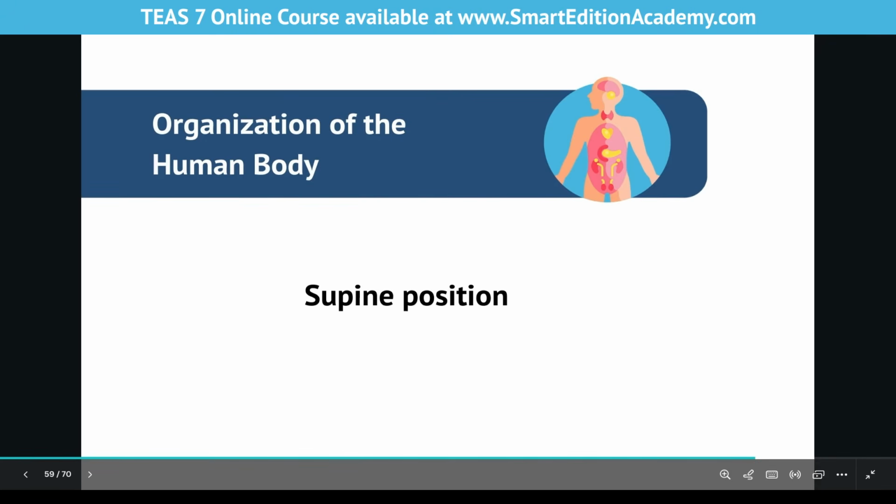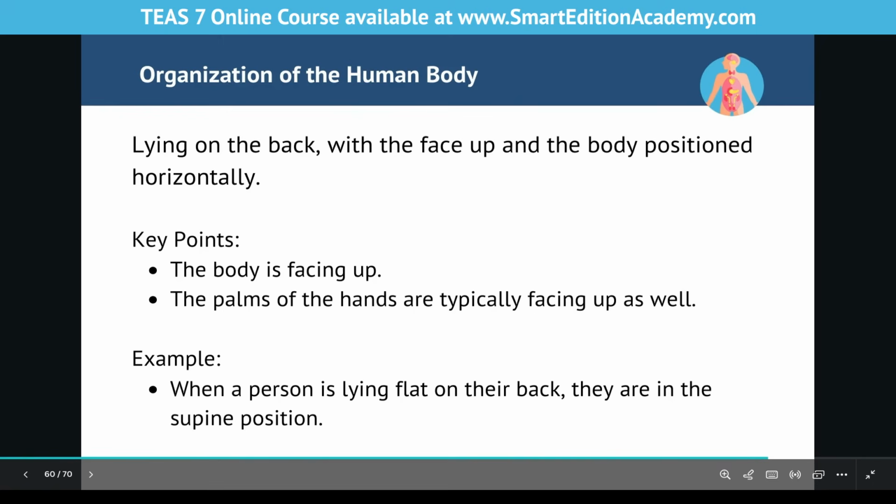Supine position. This refers to lying on the back with the face up and the body positioned horizontally. What's important to remember here is that the body is facing up and the palms of the hand are typically facing up. When a person is lying flat on the back, they are in supine position.